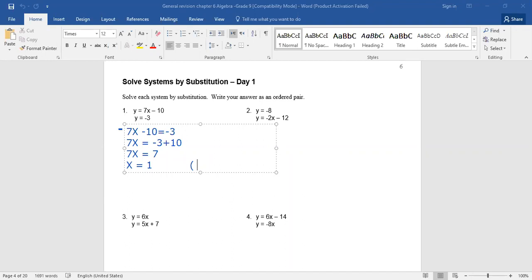So we will put 1 in 7x minus 10 instead of x. Which means you want to replace in the first equation. So y equals 7 times 1, equals 7 minus 10, equal negative 3. Or you can find it from the second equation directly, y equals negative 3. Did you see this one? You already have the value of y, so the solution is 1 and negative 3. Okay, thank you so much.